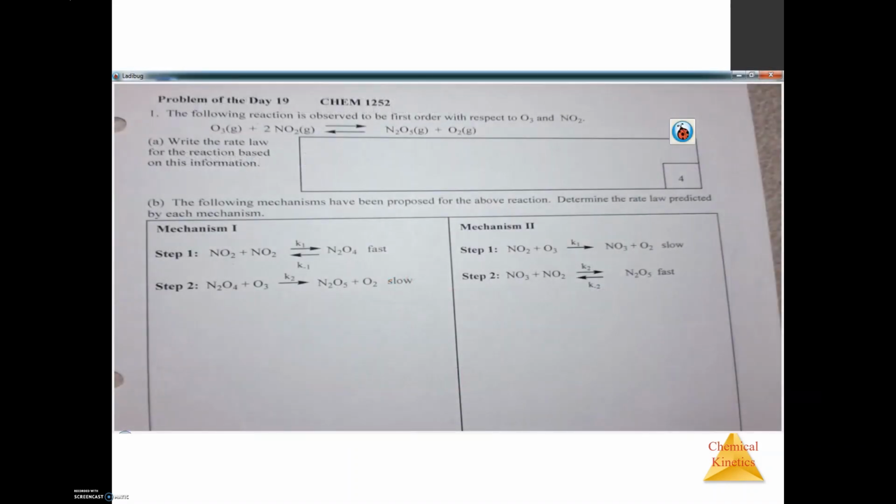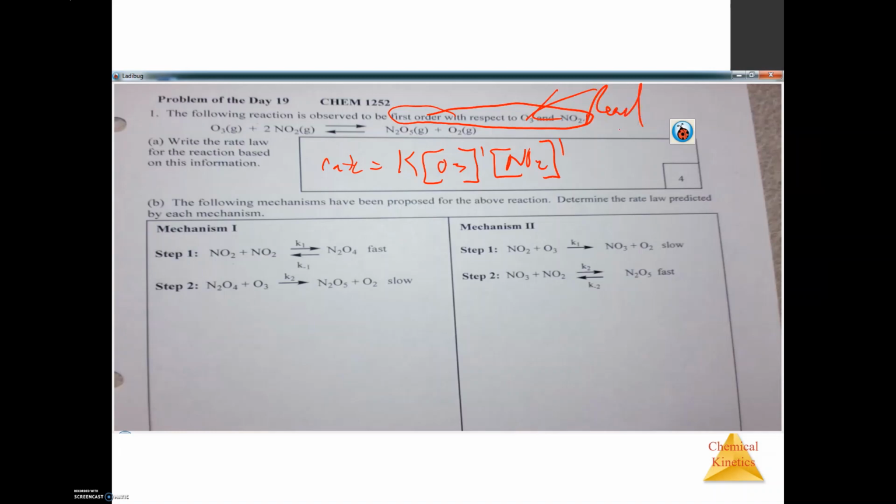So another example would be this problem here, and we're going to work on this together. Looking at letter A, it says write the rate law for the reaction based on the information. It gives you some information. It says the following reaction is observed to be first order with respect to O3 and NO2. So right now they're giving you the orders: O3 to the first power and NO2 to the first power. You've got to be real careful and read the information they give you there.